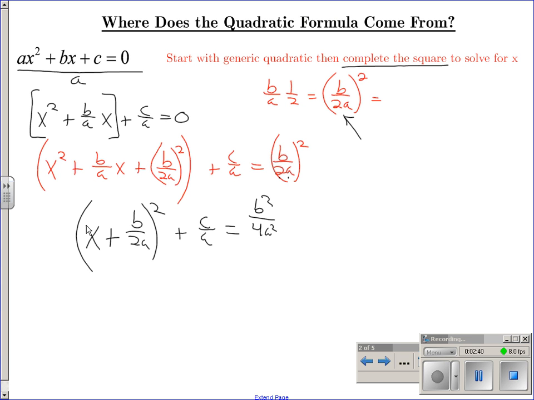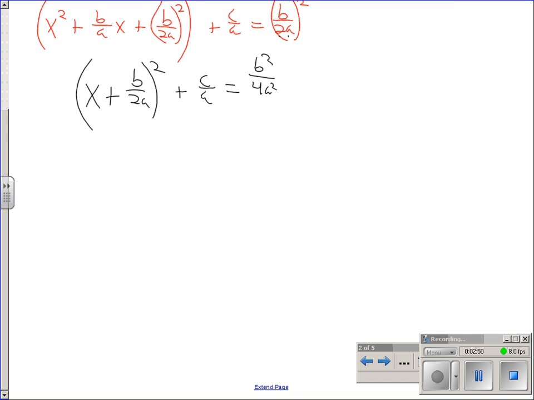Okay, now we are solving for x. Okay, that's what the quadratic formula does. It solves for x. So we want to get this so it says x equals. Okay, so I'm going to subtract the c over a. So that gives us x plus b over 2a, quantity squared, equal to b squared over 4a squared. To subtract these, we got to get common denominators. So I need to multiply top and bottom by 4a.